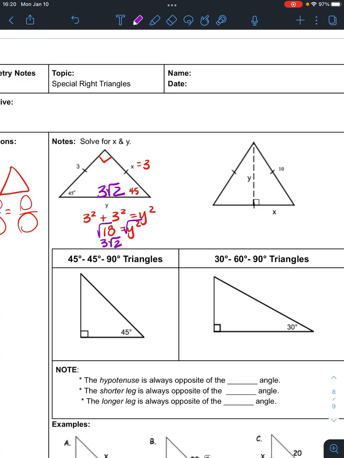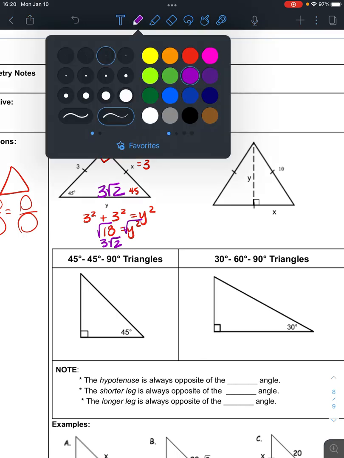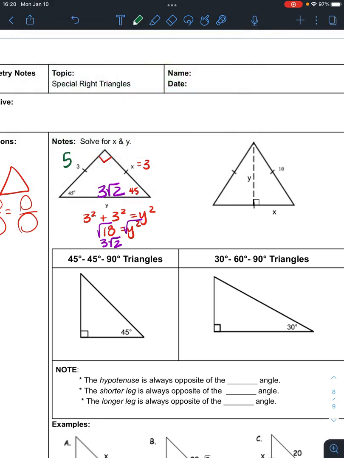Now, here's what's cool: if I had sides, let me come over here and write them in a different color. If this side was 5 and this side was 5, you know how long the hypotenuse would be? 5 root 2. It would happen with 7, 7, 7 root 2. They always have the same pattern, and I can use the Pythagorean theorem to prove it.